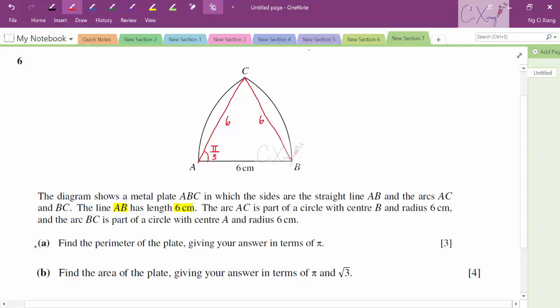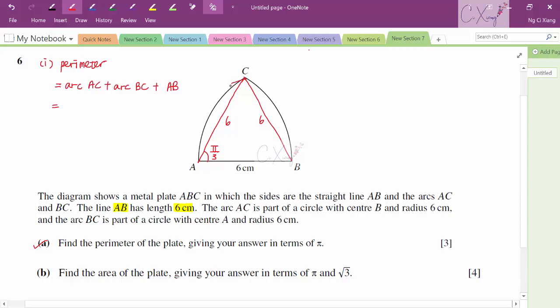Alright, so for the first part, they are asking us to find the perimeter of the plate, giving the answer in terms of pi. So to find the perimeter of the plate, we will need to find the length of the arcs. That means I'm trying to find the length of arc AC, the length of arc BC, and also the length of the straight line AB.